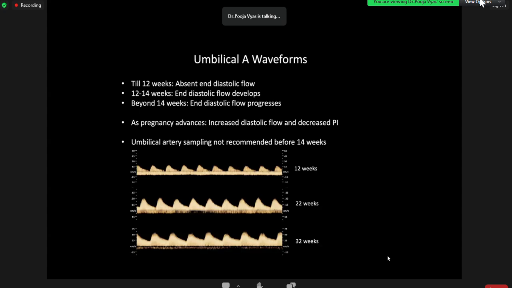waveforms. Now, it is important to know that till 12 weeks, it is normal to get absent end diastolic flow. Between 12 to 14 weeks, the end diastolic flow starts developing. And beyond 14 weeks, end diastolic flow progresses. So, as the pregnancy advances, increased diastolic flow and decreased PI happens. So, umbilical artery sampling should not be done before 14 weeks.